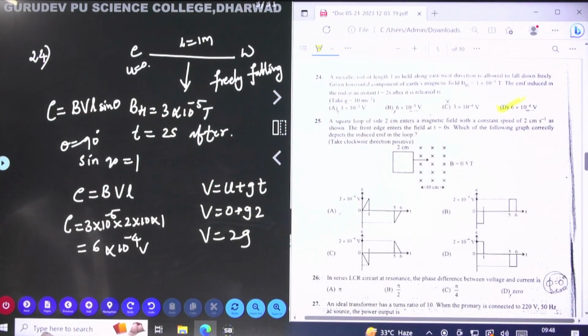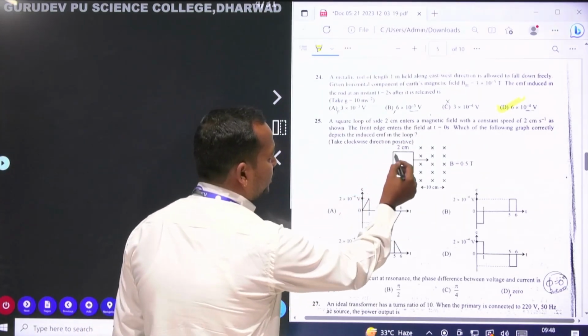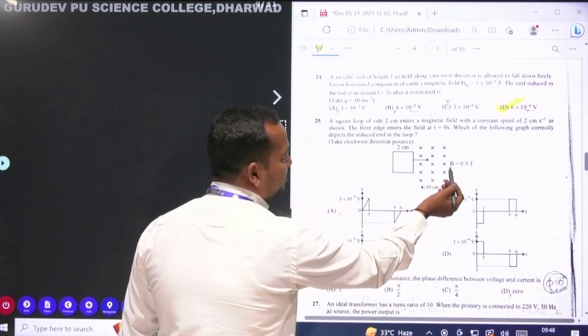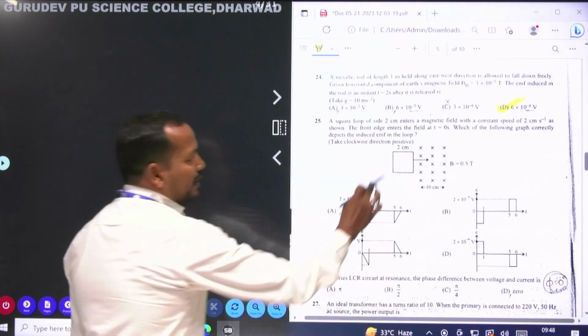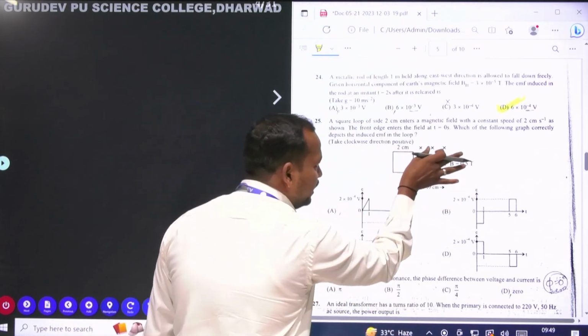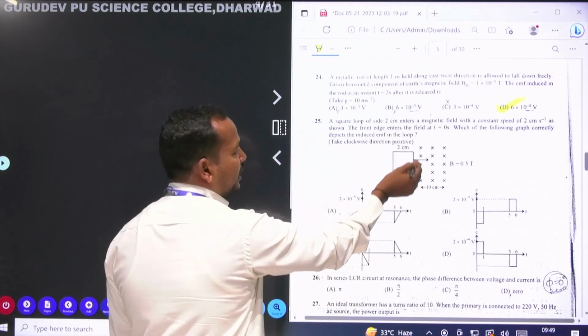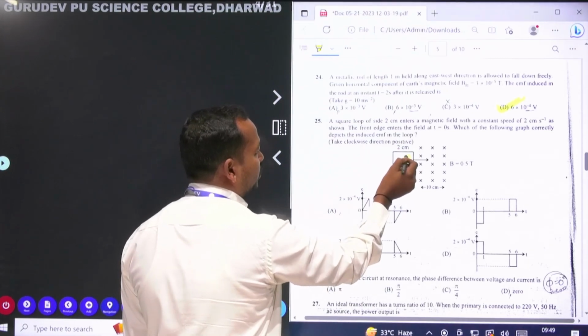Now, question number 25. So here, guys, this loop is 2 centimeter, the total magnetic field region is 10 centimeter, and the magnetic field is given as 0.5 Tesla. Now what is happening here? When this loop is entering here, the EMF induced will be in the anti-clockwise direction.